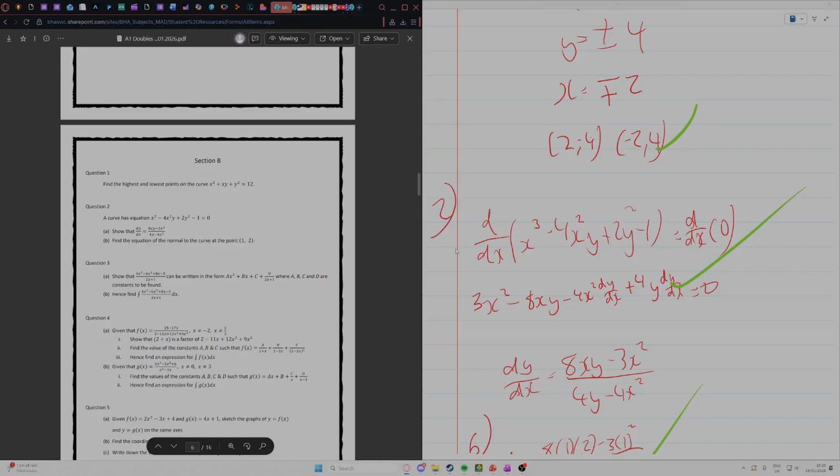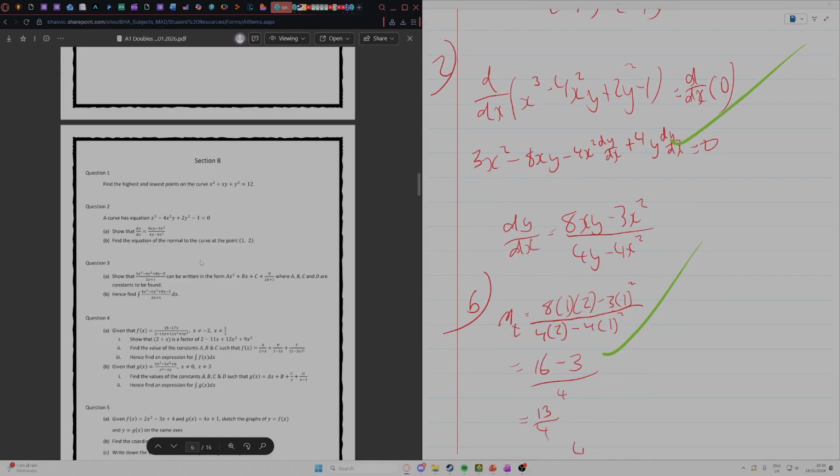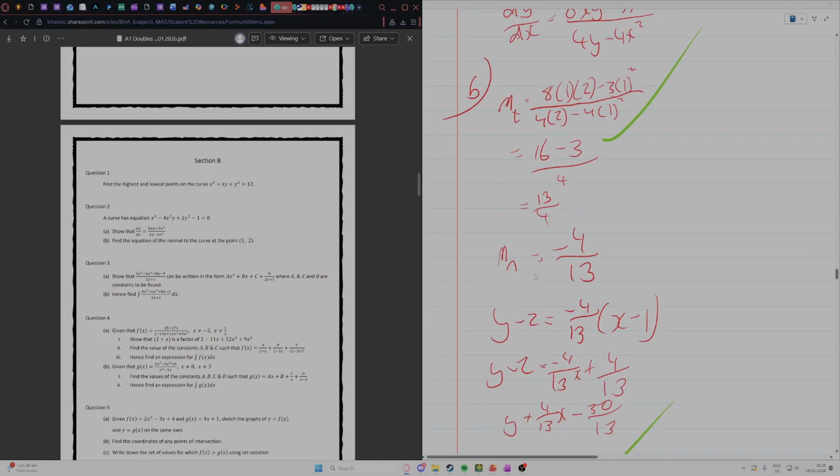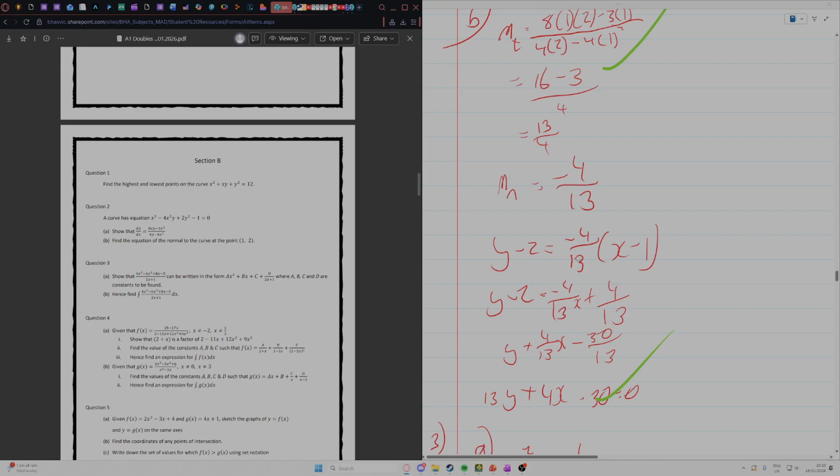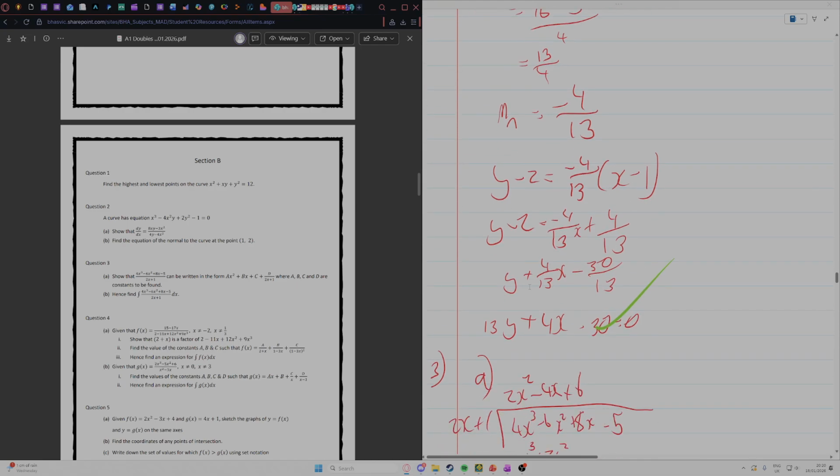Next question, same thing: implicit differentiation, solve, find the equation of the tangent, and then flip it negative to find the gradient of the normal. Use y minus y1 equals m times x minus x1, and then rearrange, and you get your equation.